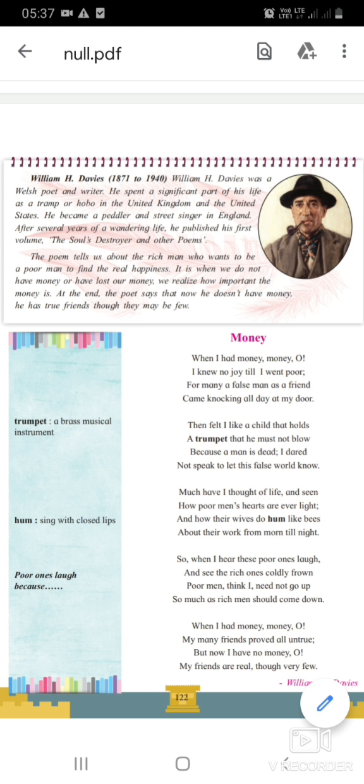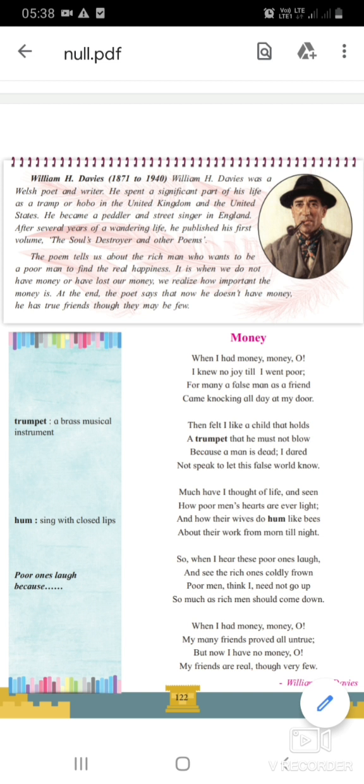Now, let's turn to the third line. Poor men think I need not go up. There is a figure of speech, inversion. Why? Of course, the poet has changed the word order for poetic effect. And what is the correct word order? I think poor men need not go up. This is the correct word order.